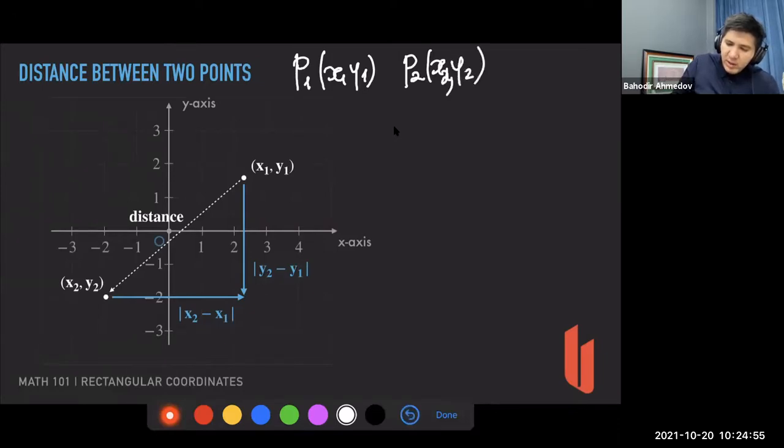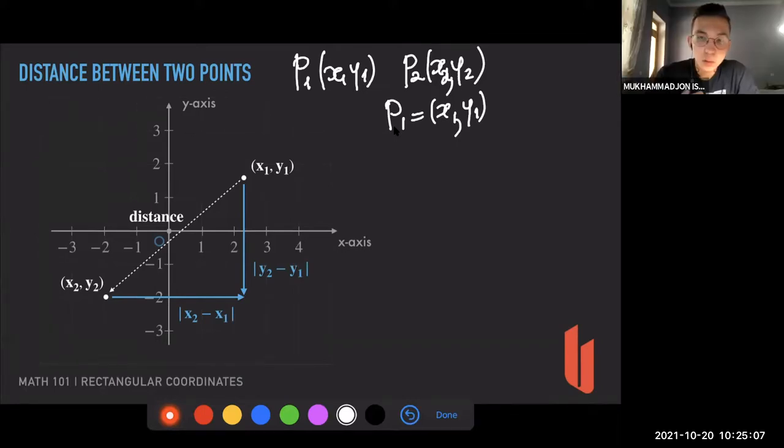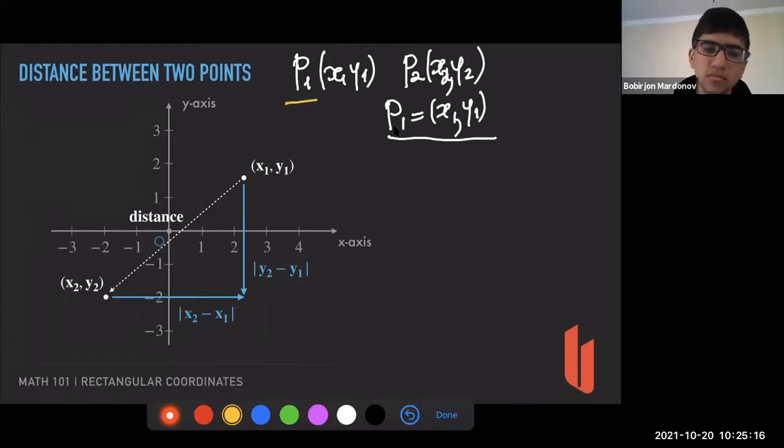Oh, by the way, can I write down P1 is equal to x1 and y1 in order to denote the point? Sorry. Is it a valid notation for the point? No, okay. No.